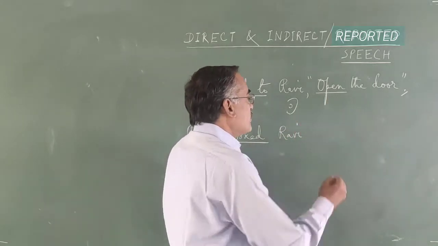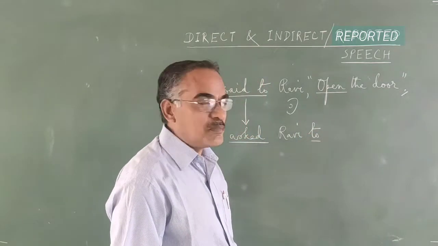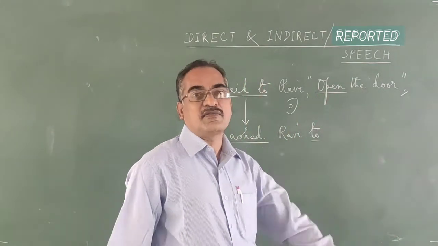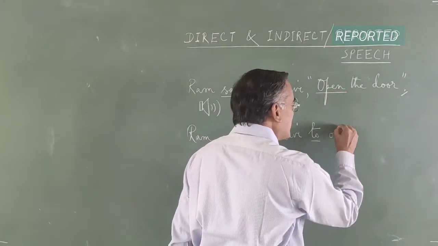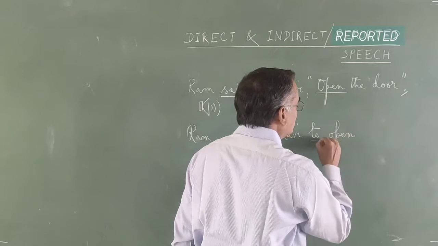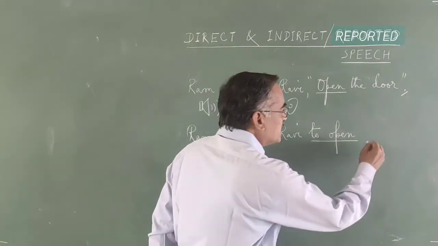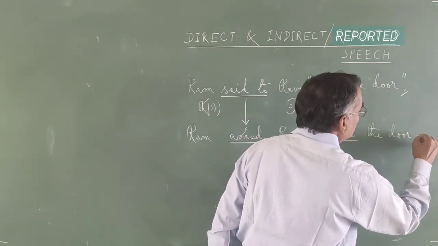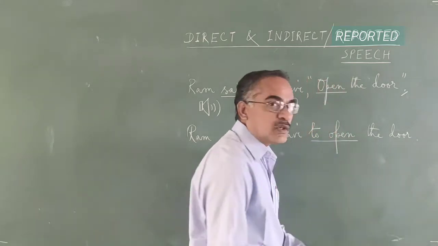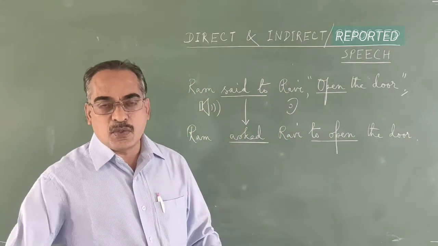Then we have to introduce the preposition to here because it is an imperative type, and you just bring down this open and write here to open. So Ram asked Ravi to open the door. Remaining words come down as they are. Full stop. That's all. We remove the quotations. So Ram asked Ravi to open the door.